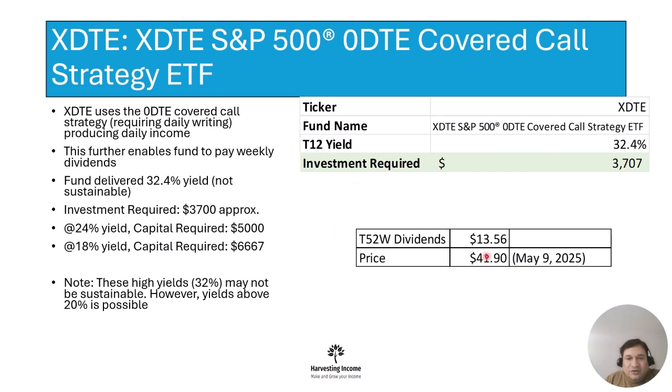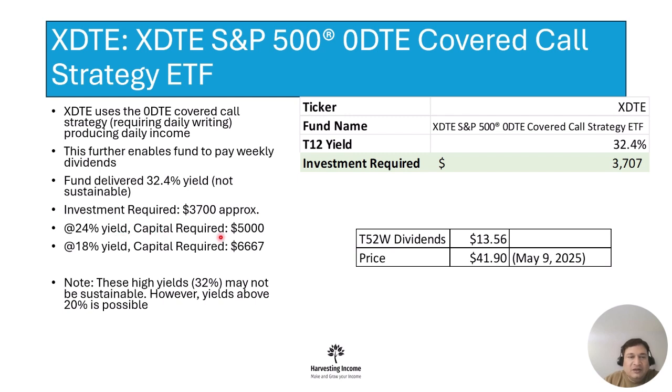Based on this example, the fund is giving you so much in dividends. You put in $41.90 and you are getting $13.56 in the form of dividends. The dividends I have added up are over the last 52 weeks. 52 weeks makes 1 year. Since it's a weekly paying fund, I've added up the weekly dividends for the last 52 weeks to get the yearly dividend and then divided it by the price. I have put in two scenarios here to give you a realistic number. Imagine if the fund delivered a 24% yield.